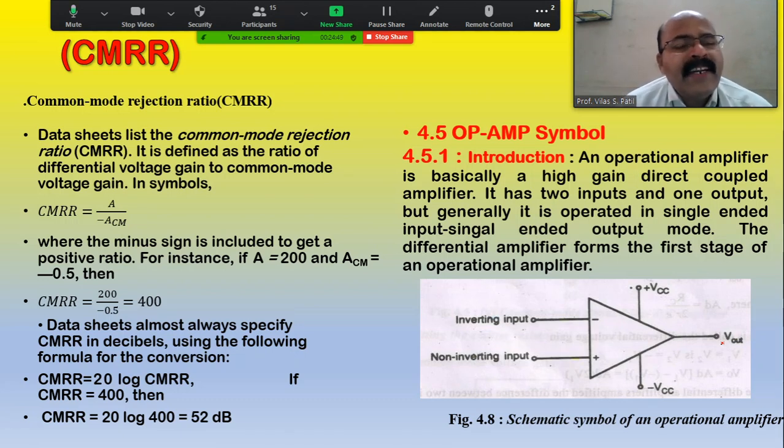Common mode rejection ratio, that is CMRR in the data sheet, is defined as the ratio of differential voltage gain to the common mode voltage gain. It is the ratio of differential mode gain to common mode gain, and this ratio is the CMRR.